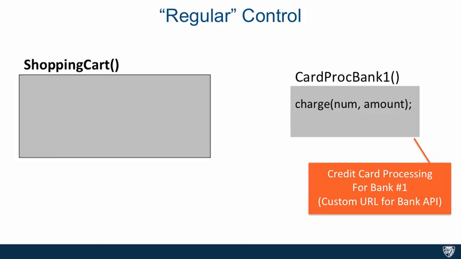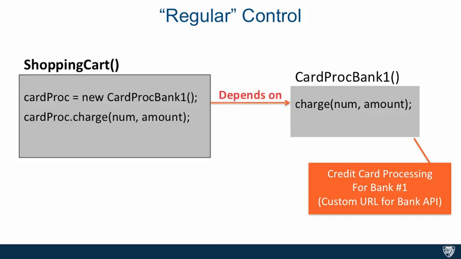So we don't want to take all that code and stick it directly into the shopping cart, because our shopping cart would be very closely tied, with tight coupling, to a particular bank API. We don't want to do that. So the way we would instantiate the card processing is we would create that card processing module inside the shopping cart, and then we would just call charge, giving it the number and the amount. And clearly in this diagram, we see that the shopping cart module depends on the card processing module for bank 1.